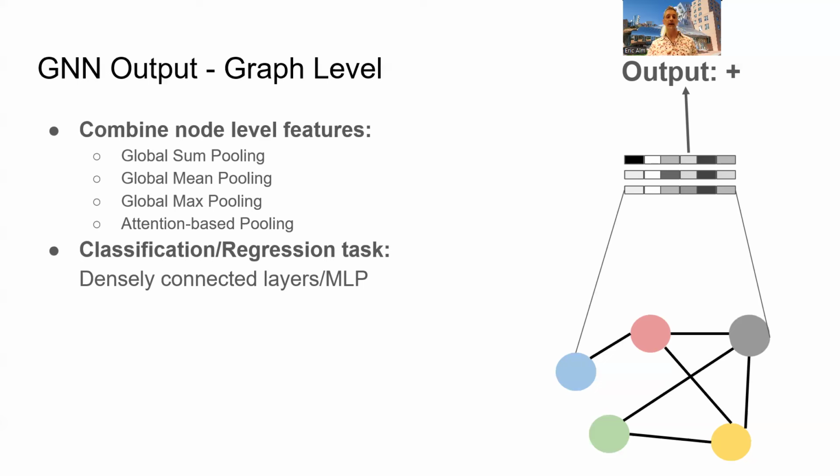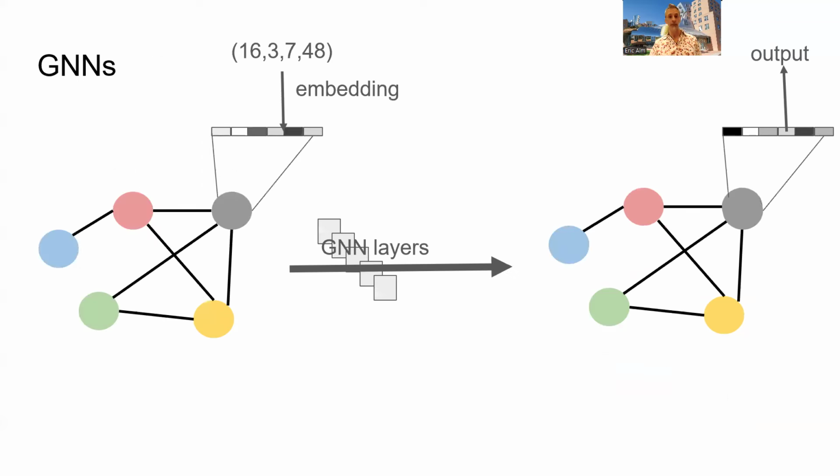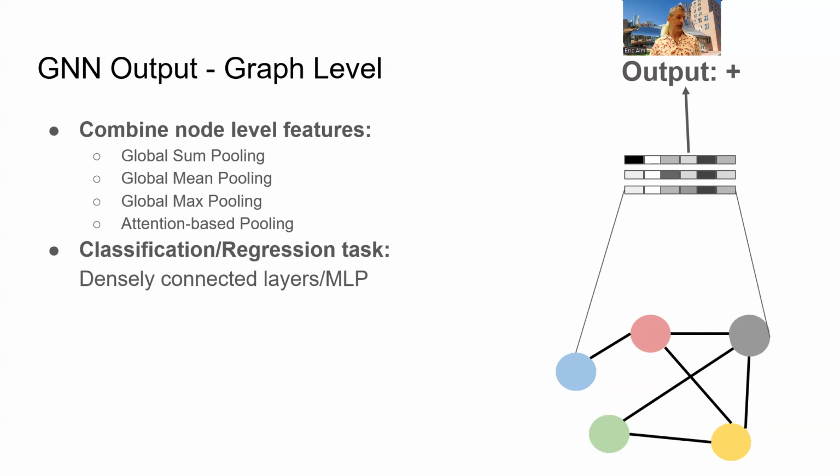And then once we have that, we can put that into a classifier or regressor and make our predictions. Okay, and that is it. That's it. Perfect timing.